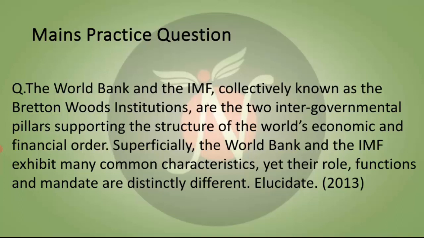Now we will come to today's mains practice question. The World Bank and the IMF, collectively known as the Bretton Woods institutions, are the two intergovernmental pillars supporting the structure of the world's economic and financial order. Superficially, the World Bank and the IMF exhibit many common characteristics, yet their role, functions, and mandate are distinctly different. Elucidate. Try to answer it.